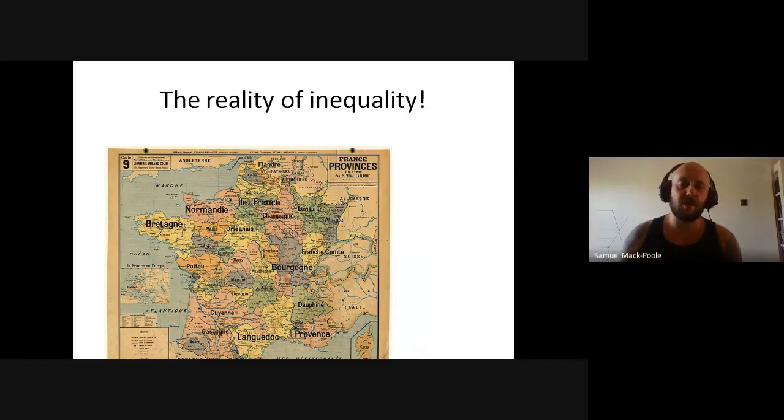So this inequality is a cancer for France. It eats away at France. It gnaws away at France. You can see why it's such a huge cause of the French Revolution.